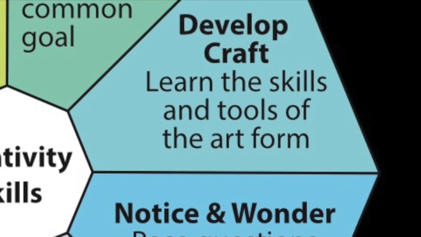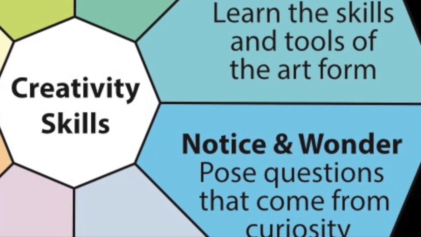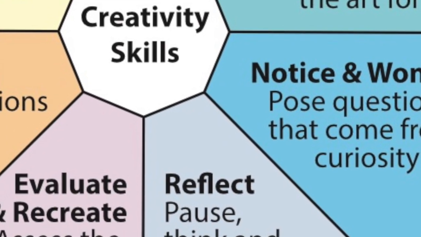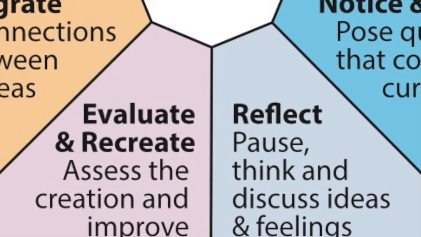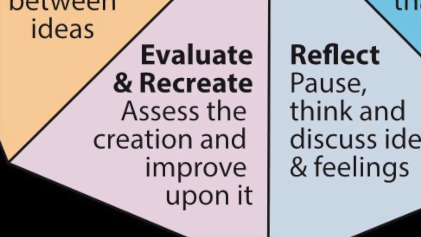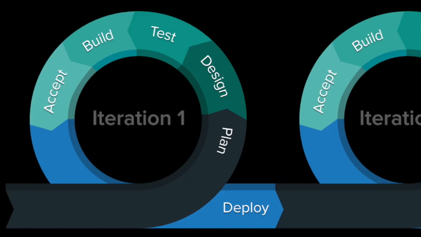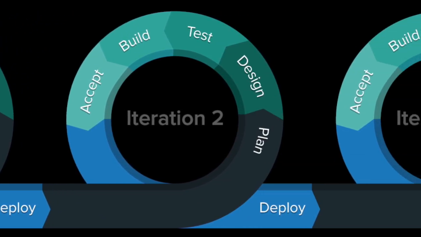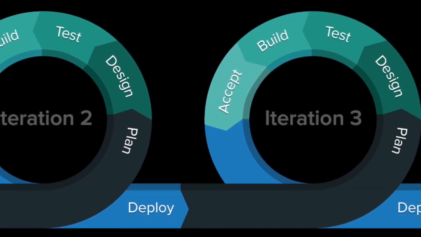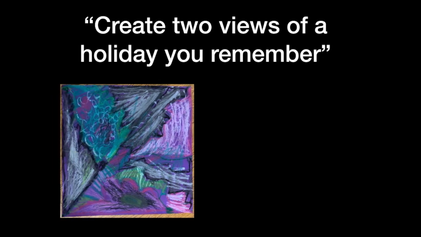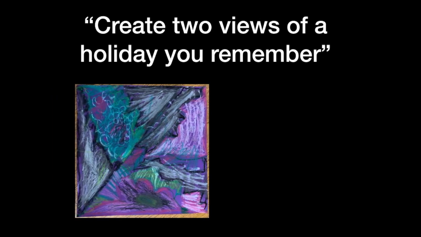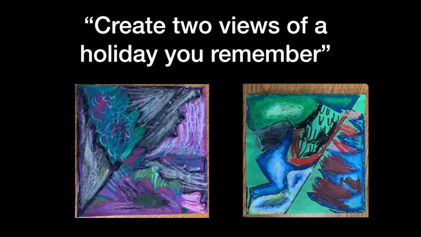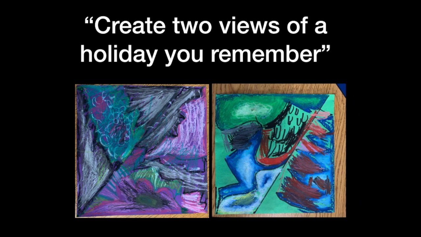Finally, how do we develop an iterative approach to creativity? How do we, as educators, normalize assessing the creation and improving upon it? One way is to make the assignment have multiples embedded into the assignment. For example, create 2 views of a holiday you remember. What are those 2 views? Yours and someone else's? Before and after an event? What makes sense for your memory?